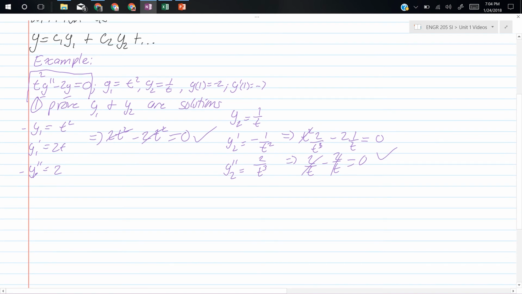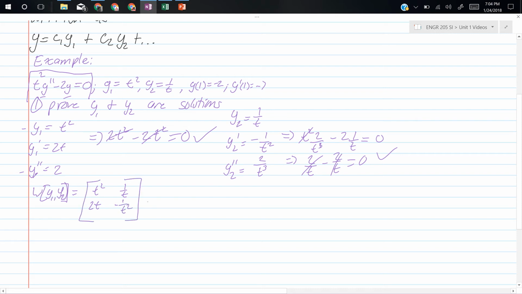Now I need to prove that these are independent of each other. So I can use the Wronskian or the coefficient or multiplier version. I like using the Wronskian because it's a clear-cut method. So the Wronskian for y1, y2 will equal y1, which is t squared, in the top left, bottom left will be 2t, top right will be y2, which is 1 over t, and bottom right will be y2 prime, which is negative 1 over t squared.